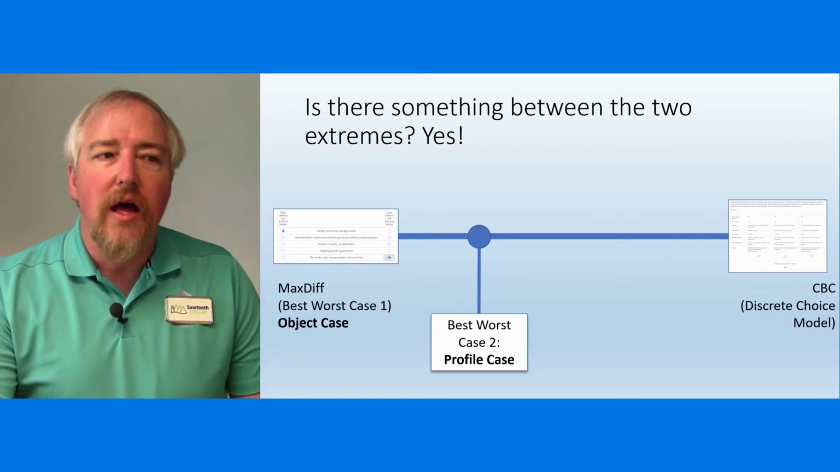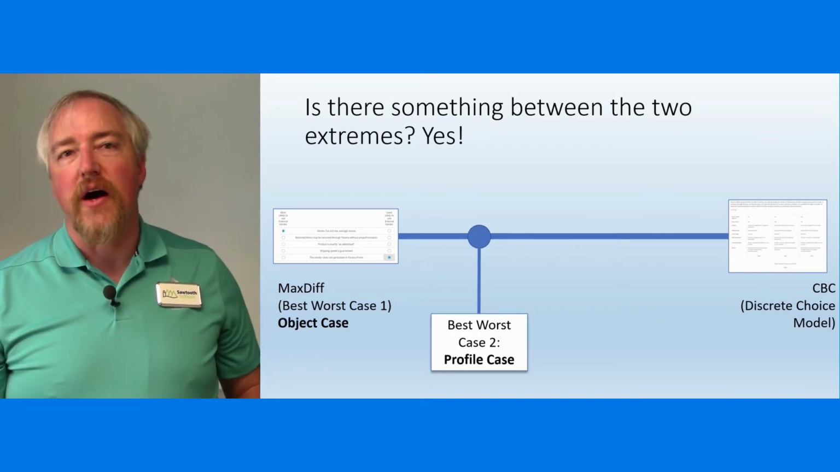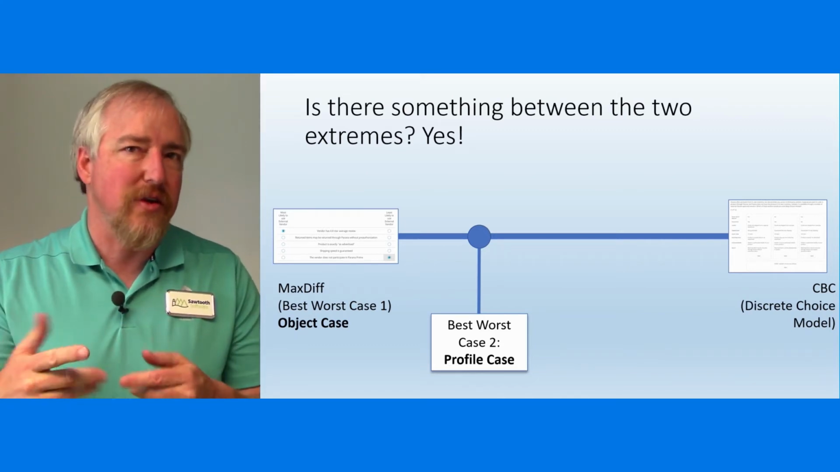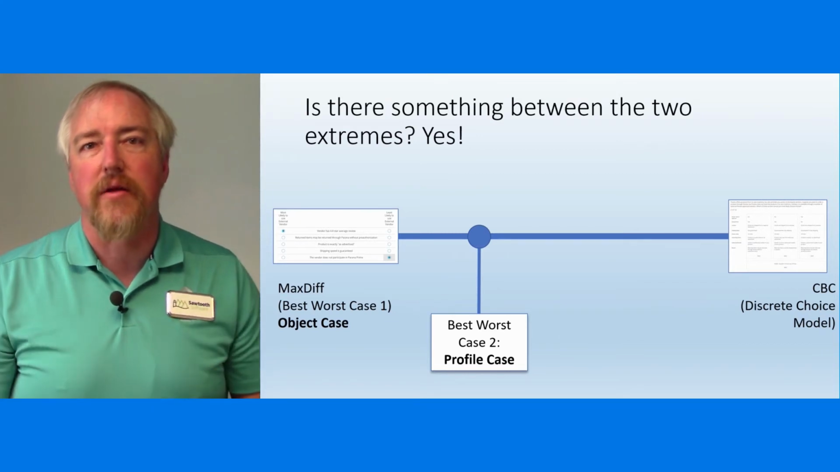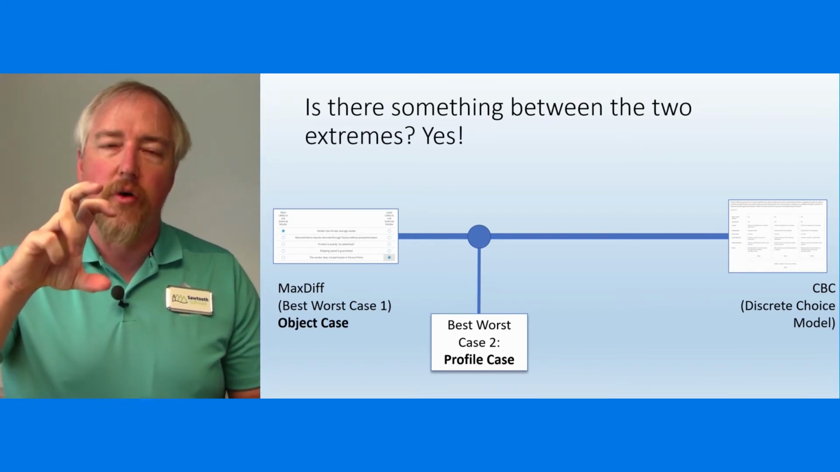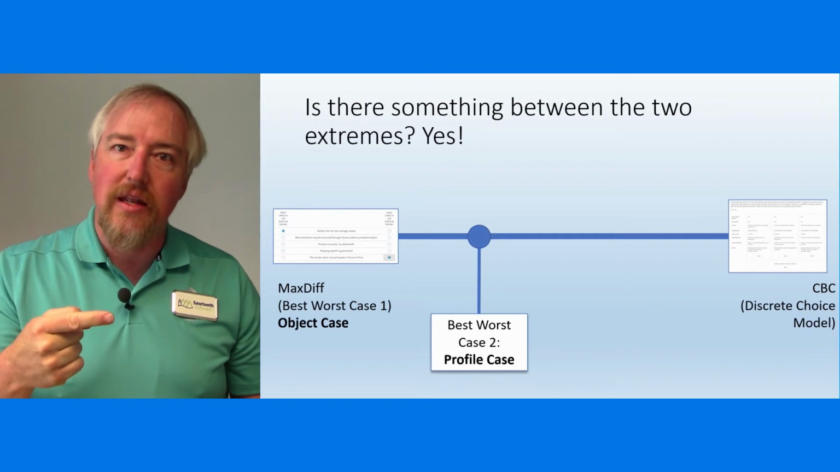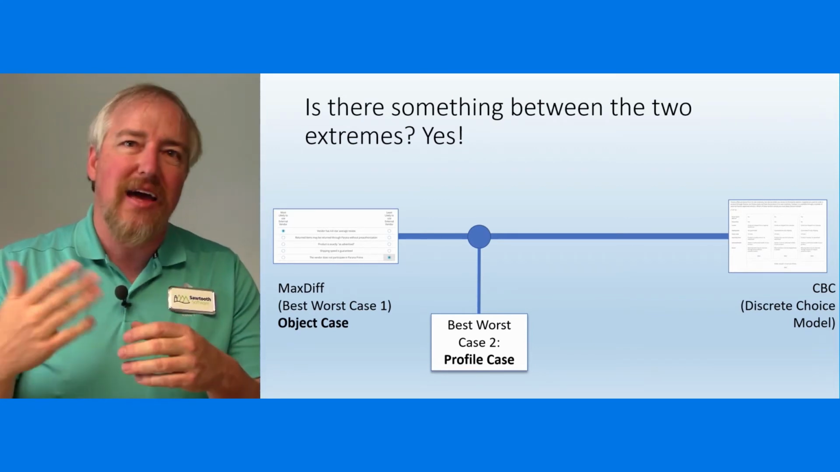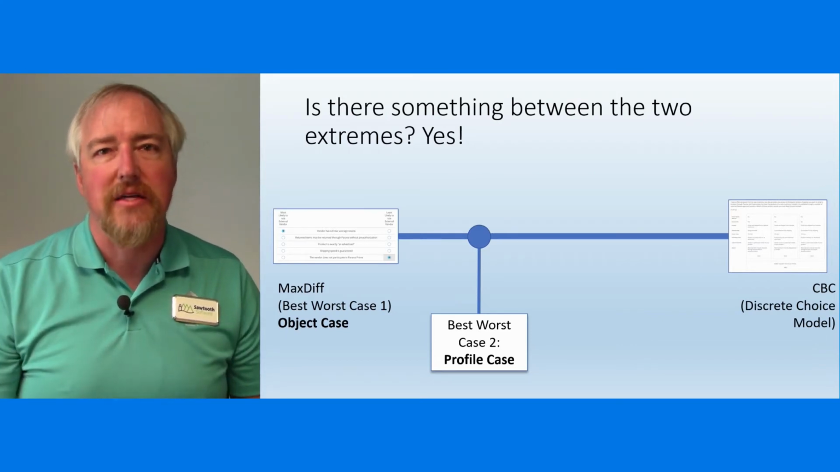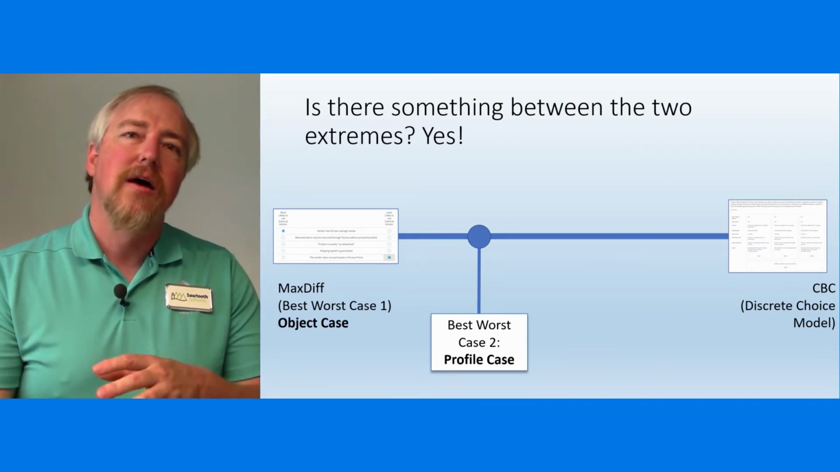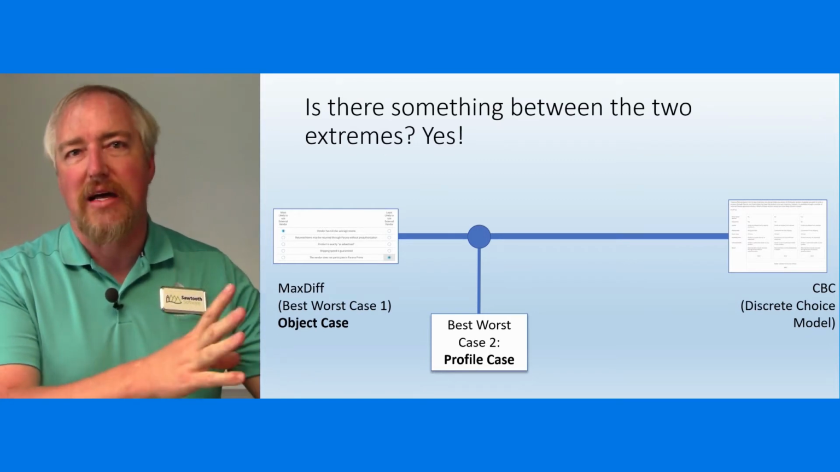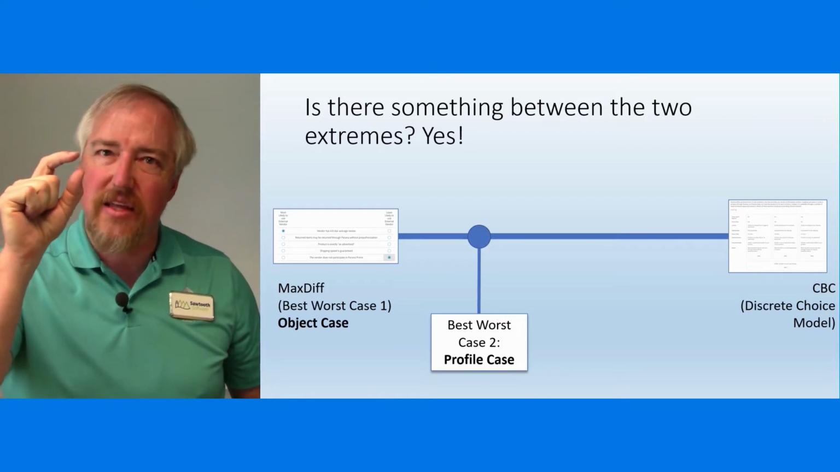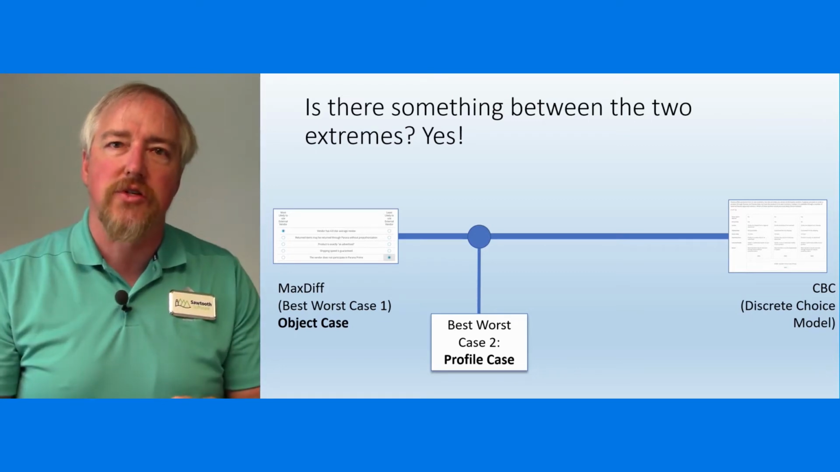But there's also a best worst case two called the profile case, where it's very similar to a MaxDiff, but instead of showing things randomly on the screen, or carefully controlled but still looking random to the respondent, we're actually going to show a full profile and we're going to rotate things in attributes. So we're going to show one level of each attribute, but behind the scenes, we're still measuring it like a MaxDiff. So we do get the context, but all the models are still going to be back to MaxDiff, where we're saying, okay, we're just measuring the value of each thing independently.